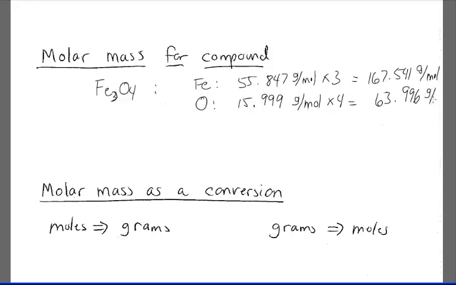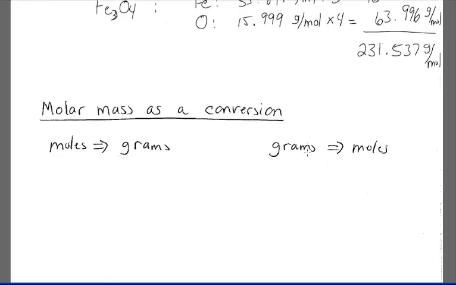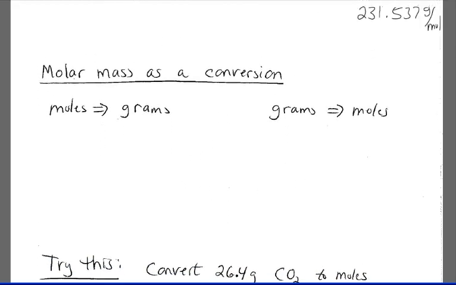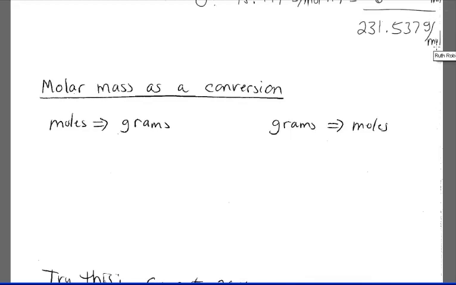And we get 63.996 grams per mole. So we sum those up, and the molar mass for Fe3O4, which is actually iron 2,3 oxide, is 231.537 grams per mole of compound. All right, and that molar mass can be used as a conversion factor between moles and grams, because the units are grams per mole. So it can be used to convert from moles to grams or from grams to moles.